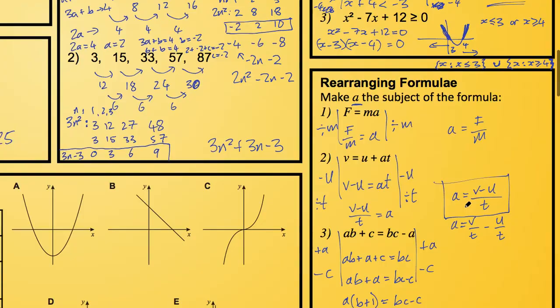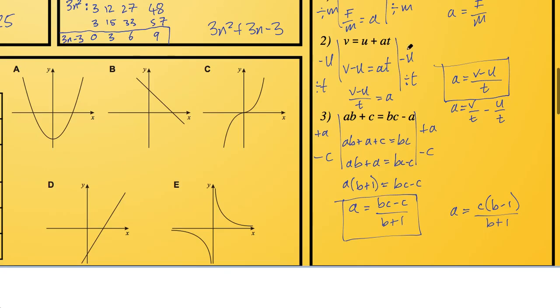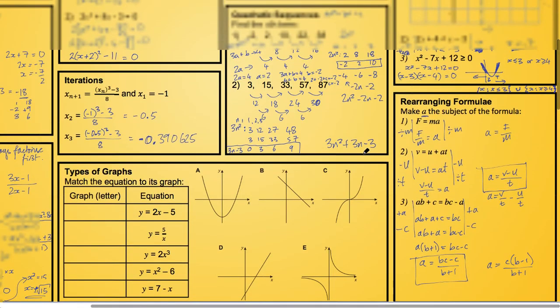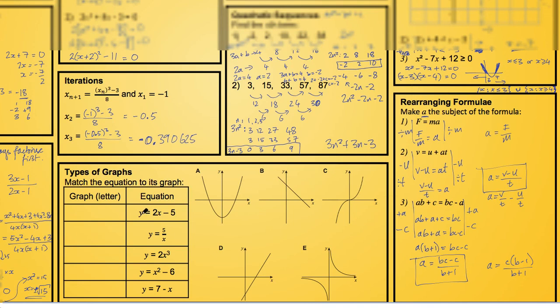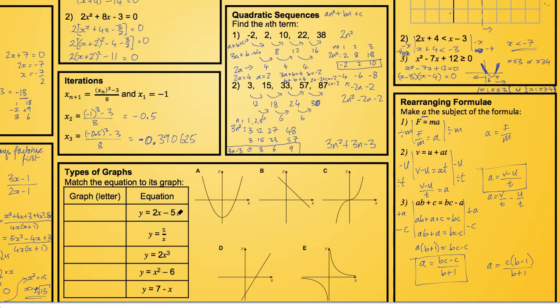And final section of this sheet is matching the types of graphs. So match each equation to its graph. This is y equals mx plus c, a straight line graph with a positive gradient and a negative y-intercept. So negative y-intercept would be there, positive gradient going that way. That must be graph D. Y equals 5 over x, that's a reciprocal graph. Reciprocal graphs always look like this. So that must be E. Y equals 2x cubed is a cubic graph, so it's going to look like that. So that is C.